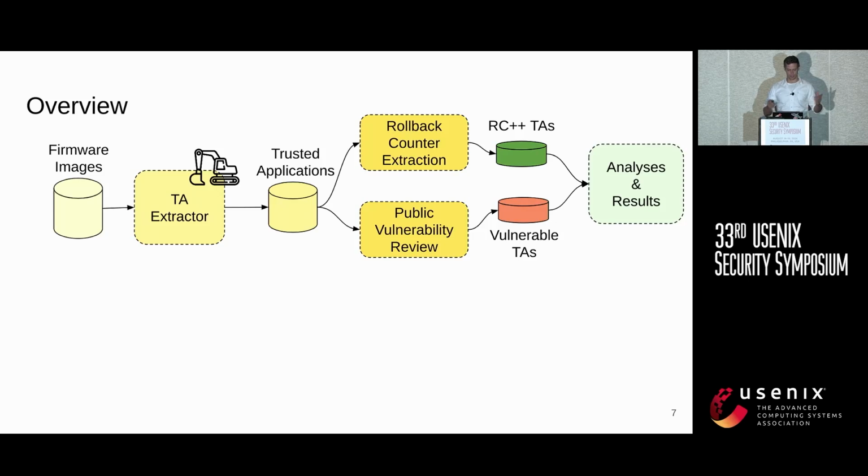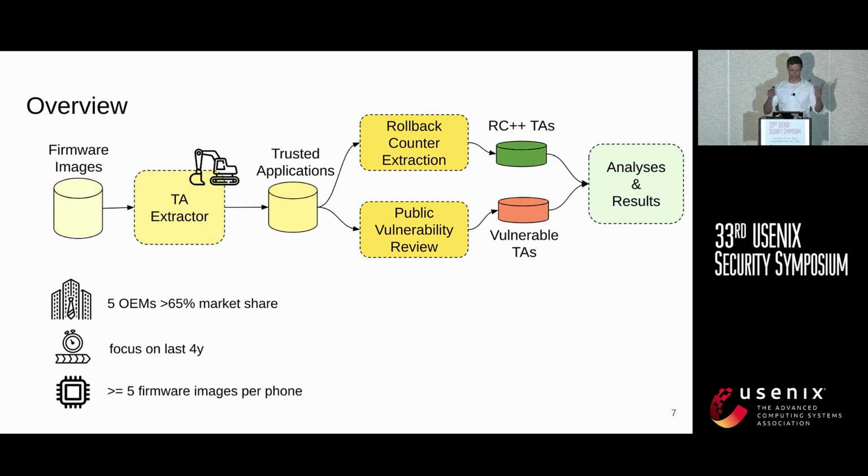We created a large data set of Android firmware images, composed of 5 OEM vendors that make up 65% of the global market share. We concentrated on firmware images from the last 4 years, and we wanted a representative data set in the sense that we can see the evolution of trusted applications over time per phone. So we collected at least 5 firmware images per phone. We ended up doing some reverse engineering of the formats, with in total 35,500 trusted applications deployed on 4 different trusted execution environment implementations.